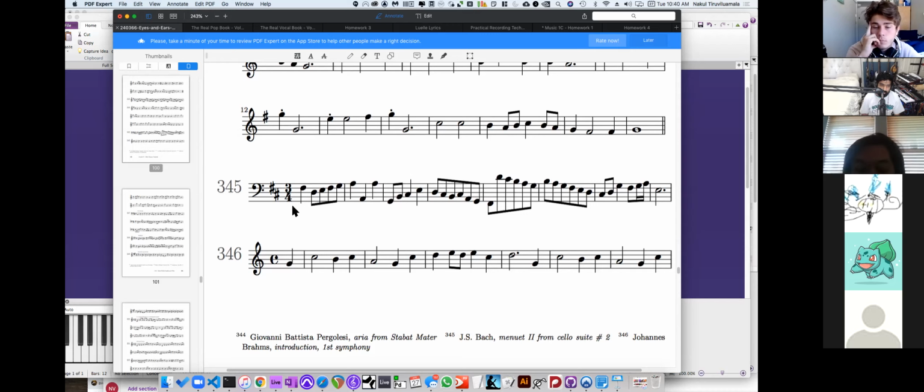Oh, you know what? I realized I was playing this entirely wrong. I was playing this in treble clef instead of bass clef. Whoops.